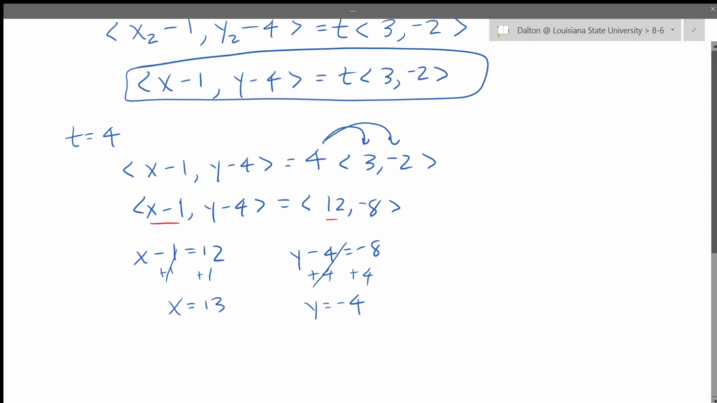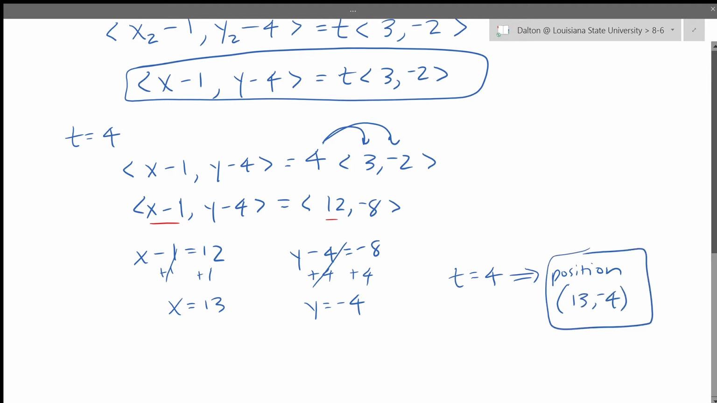So that means when time is equal to 4, that implies the object's position is going to be at the coordinates 13, negative 4. Okay, so you use your parametric equation, your vector equation, to find that object's position at any given time. Now, I keep saying parametric equation because that's what we're going to talk about next.